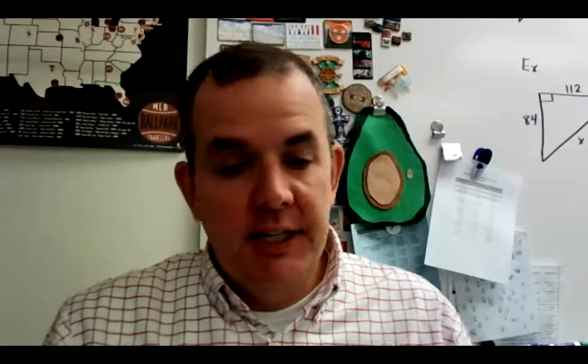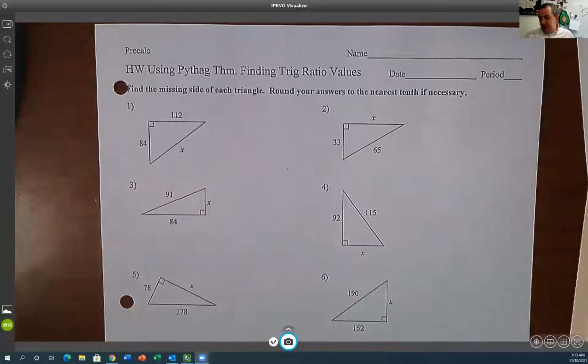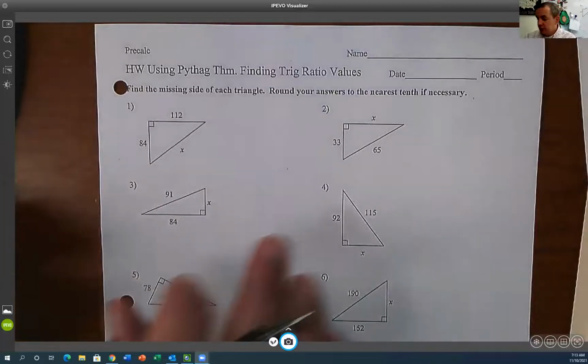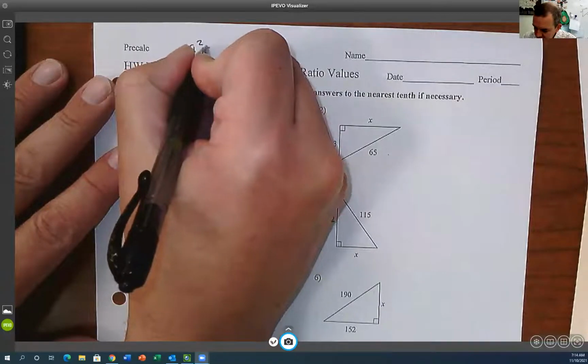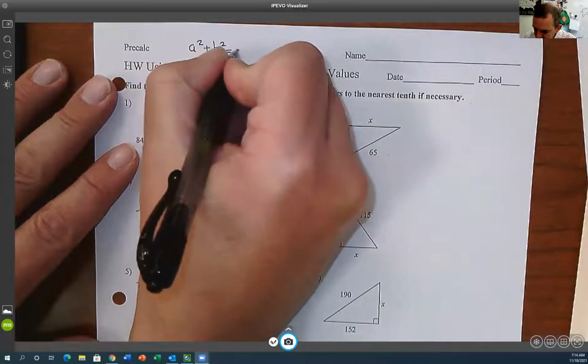Okay, folks, we're moving on to the next part of the unit. This should look a little familiar to you. This is the Pythagorean theorem. The Pythagorean theorem is something we can use when it comes to right triangles. I think you all remember this little formula: a squared plus b squared equals c squared.